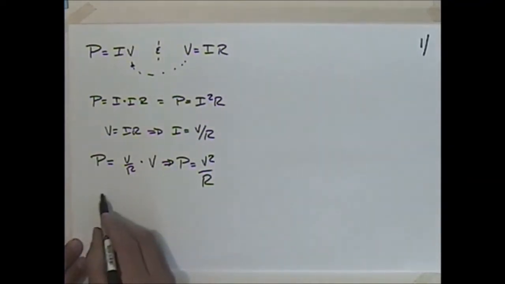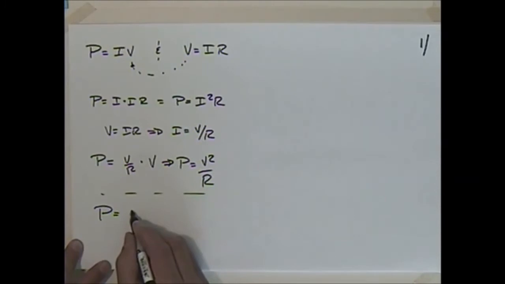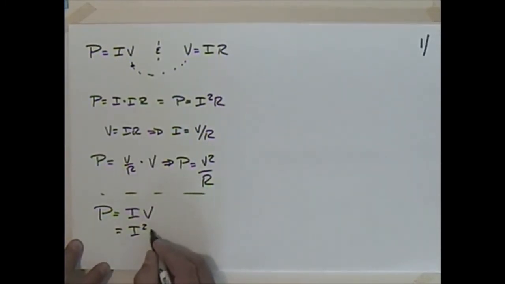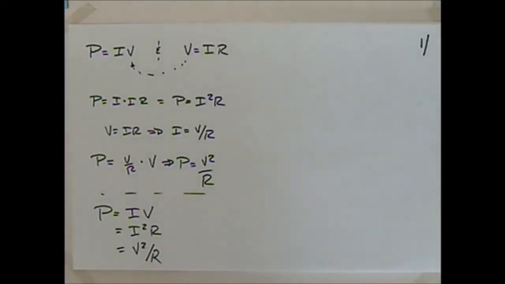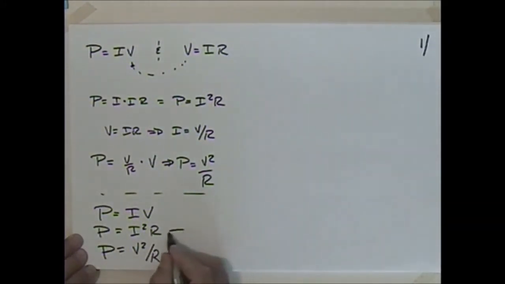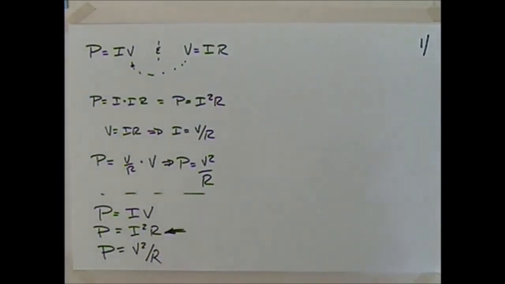So let me sum that up. We could say that power was equal to, again, the original current times voltage. It could be equal to I squared times R, or it could be equal to V squared divided by R. And these are really quite useful. One thing in terms of the I squared R, that's the power there. This is the one I like because it's fairly important.